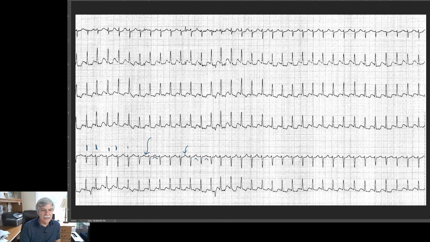So this R-to-R interval seems a little bit shorter than the rest, and I can see it with my eyes. I can prove it to you with calipers. It's really not that important. But when you have AV nodal reentry or AV reentry, generally you'll see perfectly regular, like a clock. Now, there are exceptions to the rule, and there are actually 3 different kinds of AV nodal reentry depending upon which direction the circuit is going in.